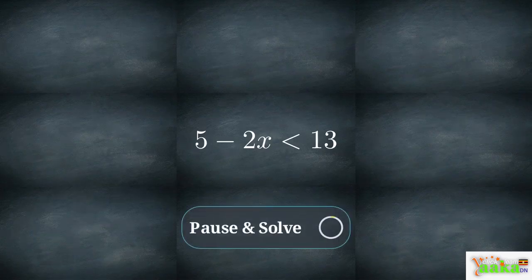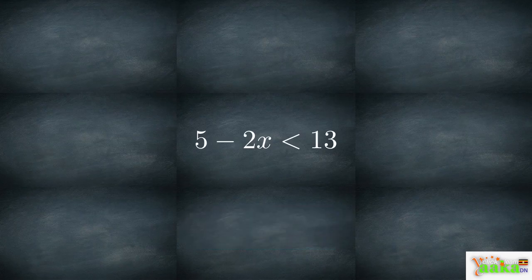This challenge prompt on screen asks you to solve 5 minus 2x is less than 13. Pause the video, find the algebraic answer, and decide if the boundary line would be solid or dashed. Let's walk through the solution.